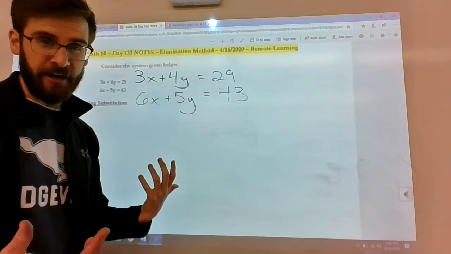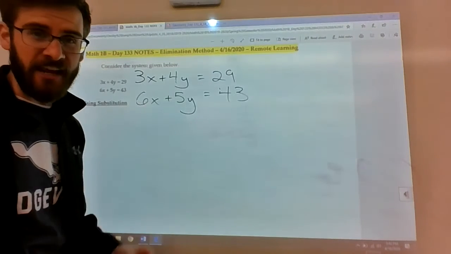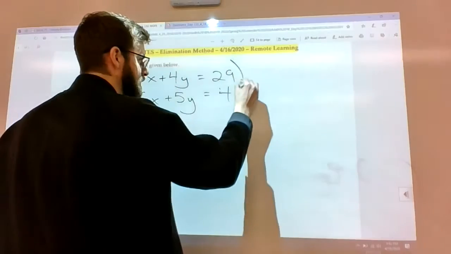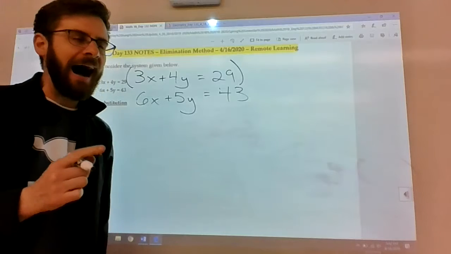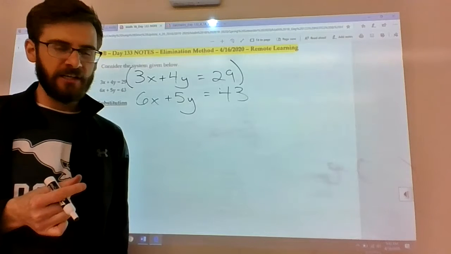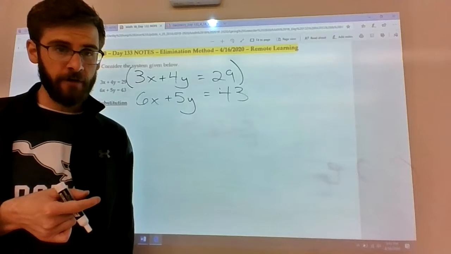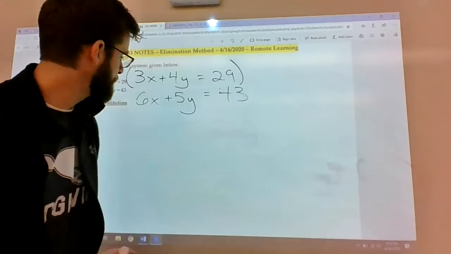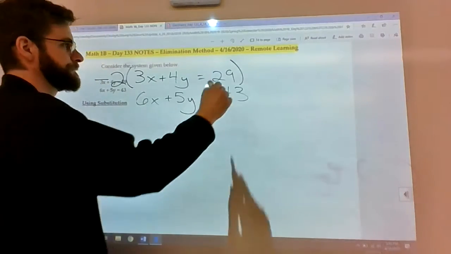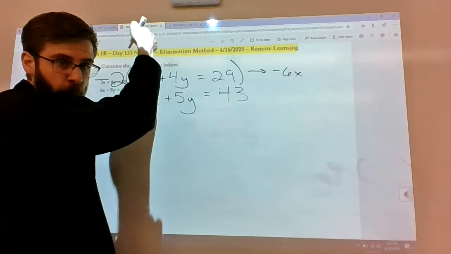Now, some of you maybe have figured it out already, like, hey, 3 times 2 is 6. We can make those numbers the same just by multiplying the top by 2. Here's what I want to do, though. I want to create a circumstance where all I got to do is add the columns. So if I just multiplied by 2, I'd get 6. 6 plus 6 is 12. That did not get rid of the x's. However, if I multiply that thing by negative 2, negative 6x plus 6x will zero it out.